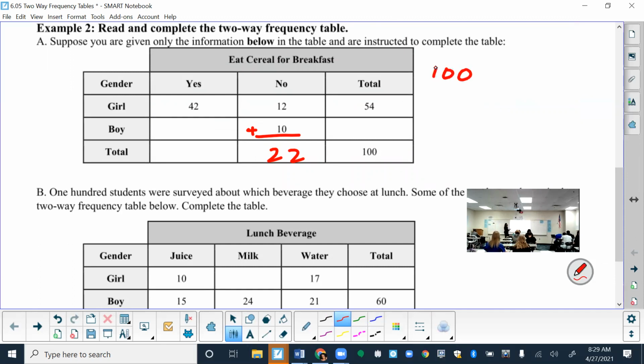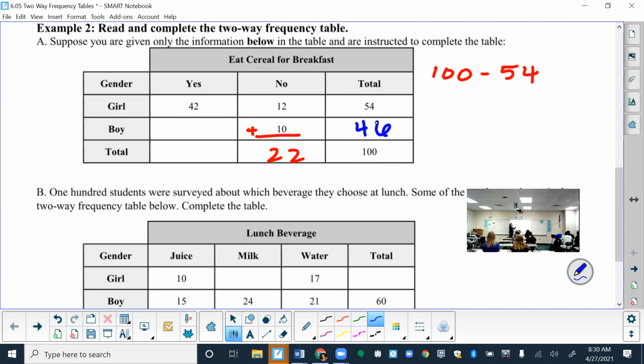Good. So all of you are right. I'm doing subtraction because we know that it adds up to this, right? So if I do 100 minus 54, I do the opposite. What number goes in this box? 46, right? All right, what if I wanted to fill in this one?